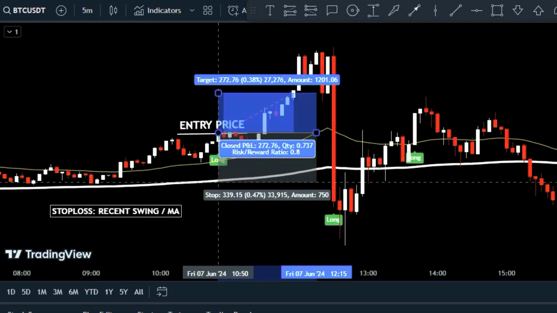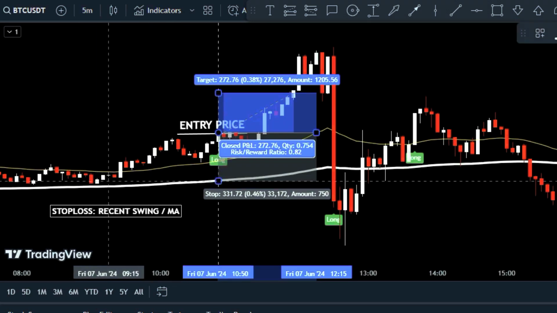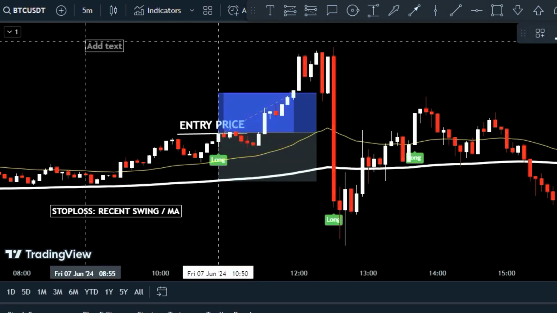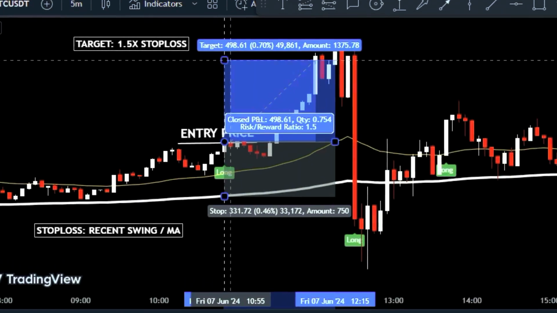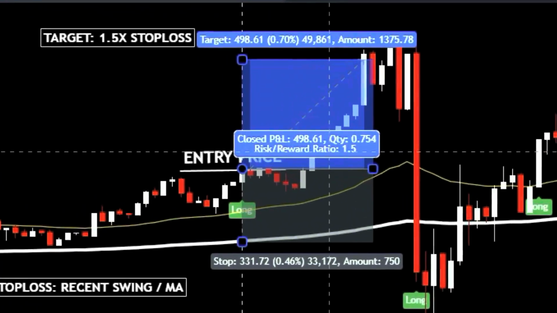With our risk under control, let's talk about setting a profitable trade target. Aim for the target to be 1.5 times the distance between the entry level and the stop loss level. This way, you're going for a sweet risk-to-reward ratio.